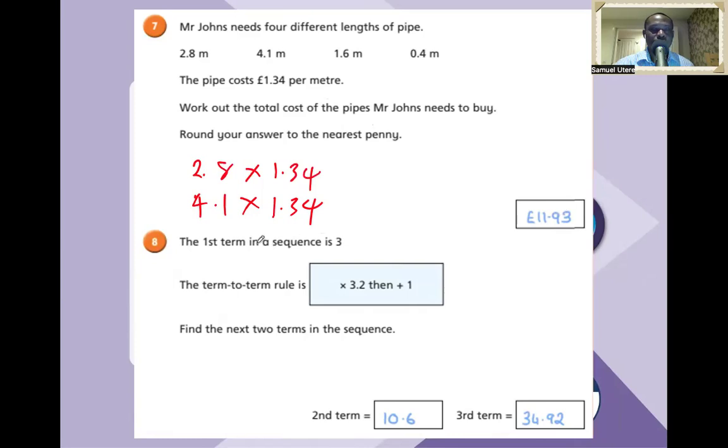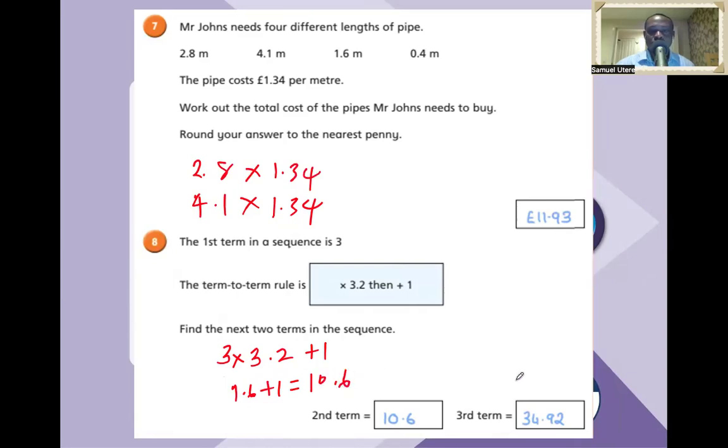Okay. Then this one, the first term in a sequence is 3. The term-to-term rule is to multiply by 3.2, then add 1. So find the next 2 terms in the sequence. For the second term, we're going to do 3 times 3.2, then add 1. For the sake of time for the video, I'm just going to do this quickly. So 3 times 3.2 will be 9.6. Okay, plus 1, that will be 10.6.